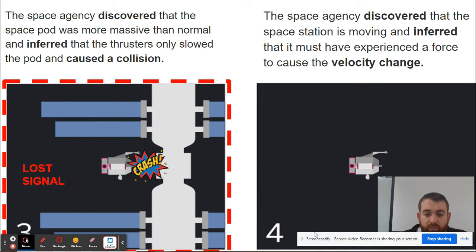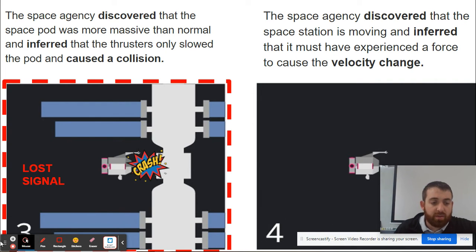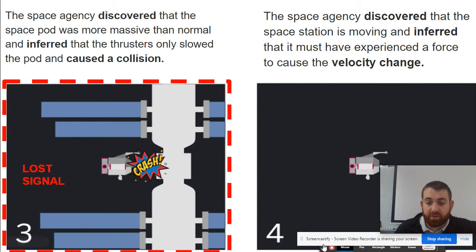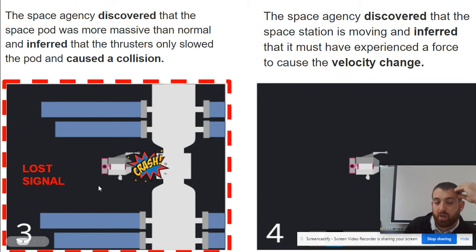We know that the space agency, so that's Dr. Gonzalez and her ground team, discovered that the space pod was more massive than normal and inferred that the thrusters only slowed the pod and that caused the collision. So we know that a collision, or we inferred that a collision occurred due to the mass of the pod and the thruster forces.